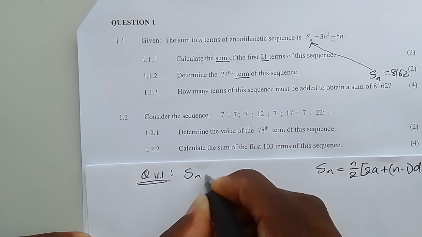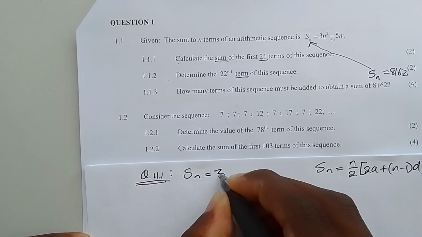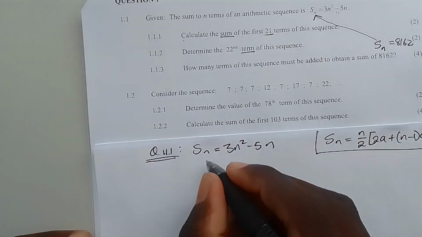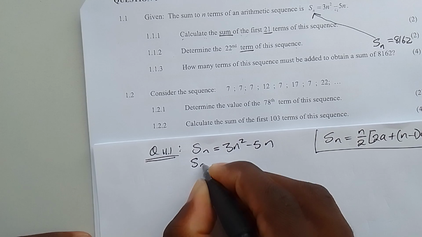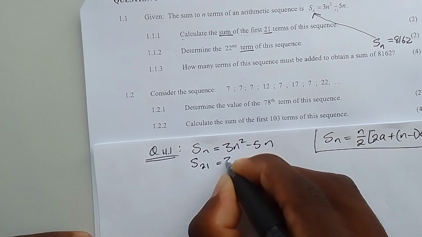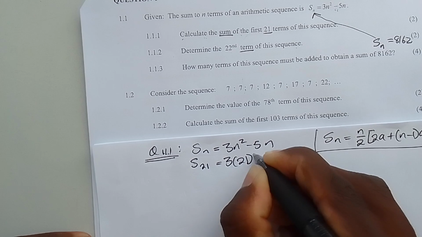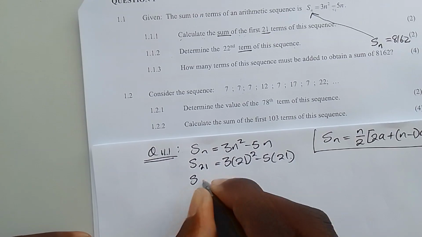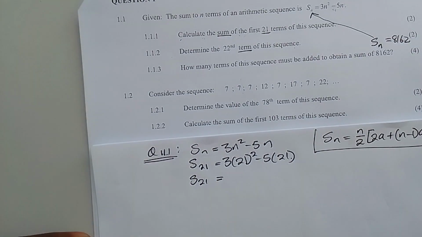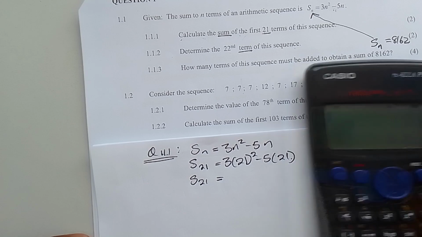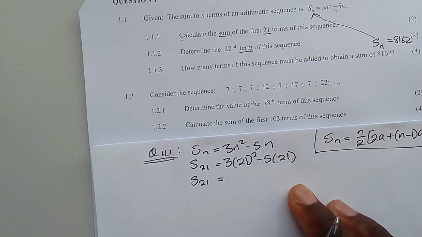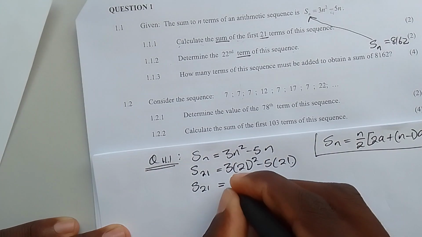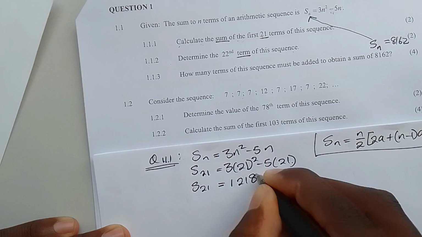So that's what we're going to do now. The formula is Sn is equal to 3n squared minus 5n. Let's do that. We're looking for the sum to 21 terms, so 3 into 21 squared minus 5 into 21. So the sum to 21 terms is, we go to the calculator. I've actually done this, let me just check my answer from before to make things faster. It's 1218.